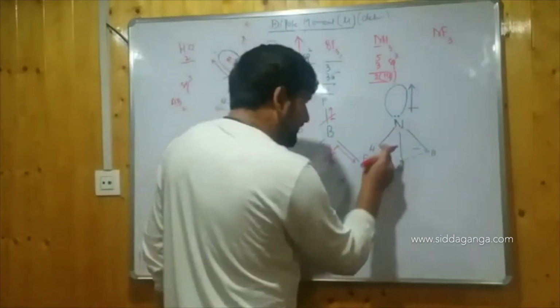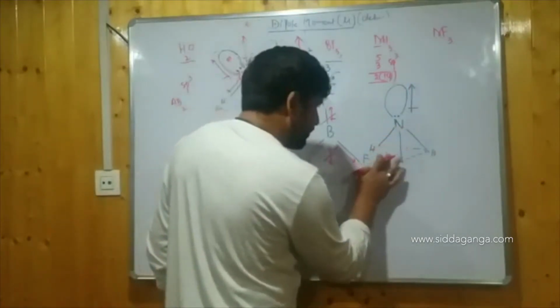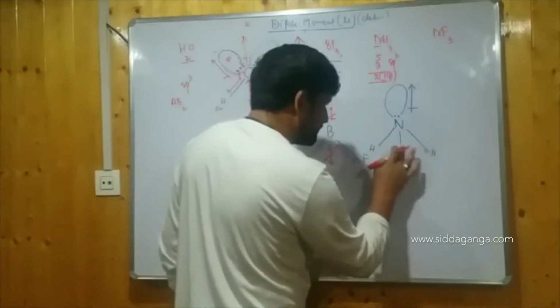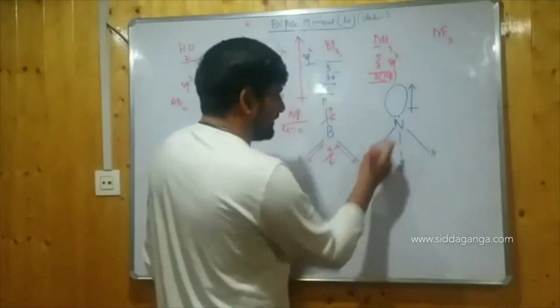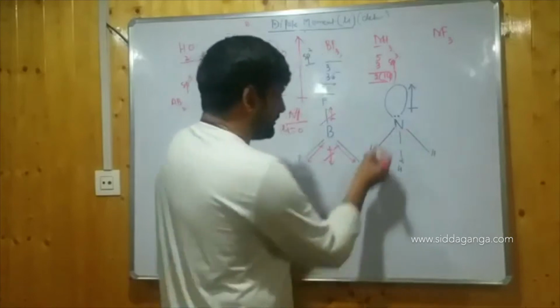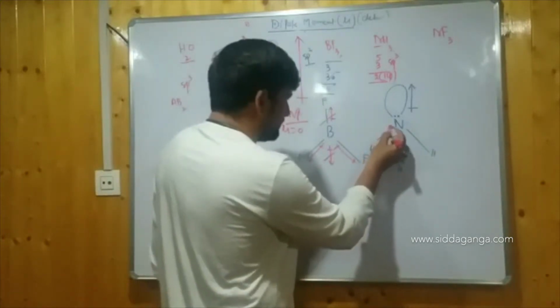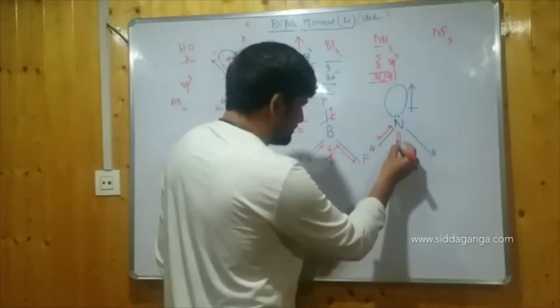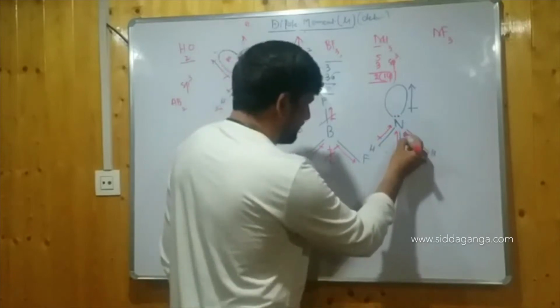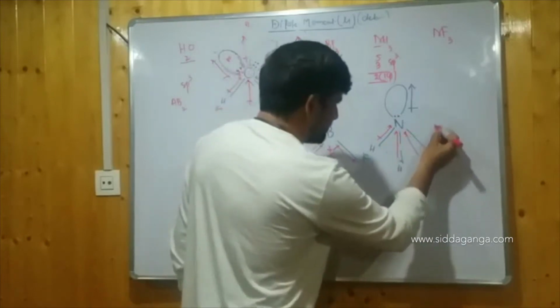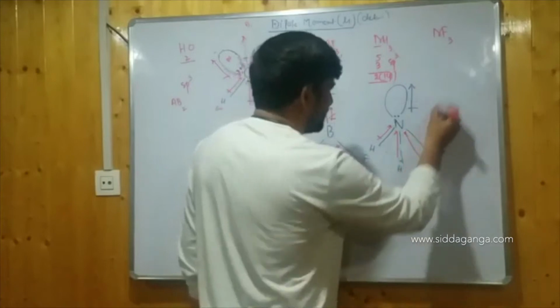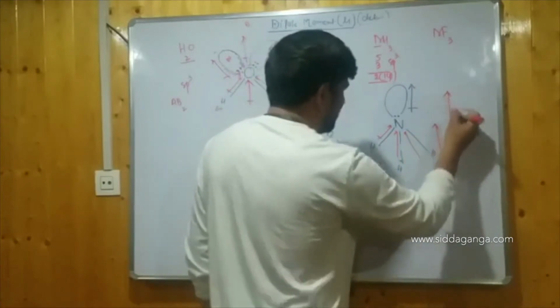Right. Nitrogen and hydrogen. Let me just remove this because I showed it only for the purpose of shape a while earlier. Hydrogen and nitrogen, which is more electronegative? Nitrogen, so electron density moves towards nitrogen. This one also towards nitrogen. This one also towards nitrogen. So the resultant is in which direction? Upwards. Here also upwards. So the net dipole moment will be upwards only.